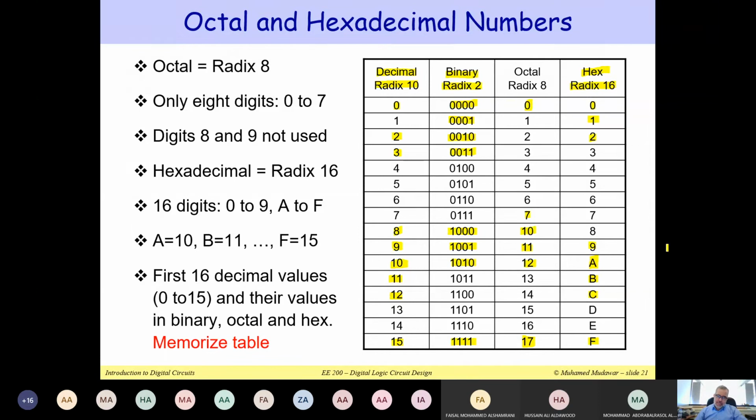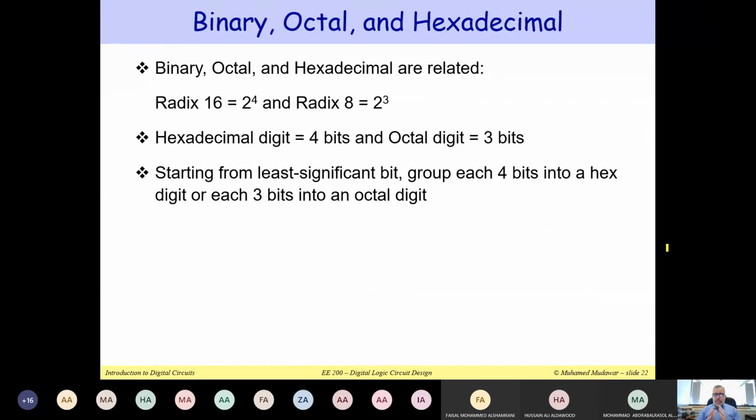Okay, let me show you an example. So remember that binary, octal, and hexadecimal are related. The radix 16 is equal to 2 to the power 4. So for this reason, every digit in hexadecimal will be equal to 4 bits in binary. Now radix 8 is equal to 2 to the power 3. So every digit in octal is equal to 3 bits in binary. So we can group these bits, starting at the least significant bit, and do the conversions from binary to octal and from binary to hexadecimal.